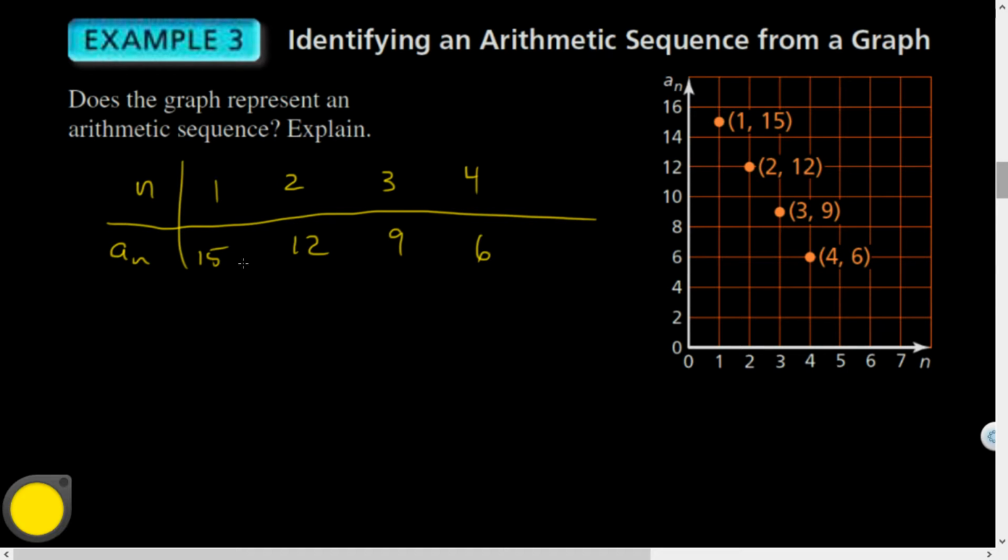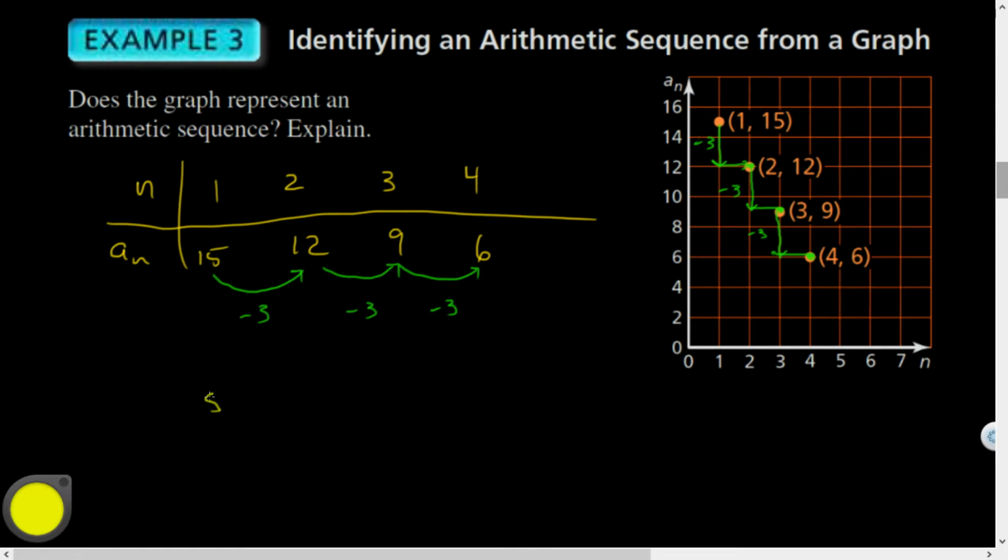And so is this arithmetic? Well, what I would have to test is, is there a common difference? Is this decreasing by the same amount? So notice this is reducing by 3. This is reducing by 3. 9 minus 3 is 6. So this appears to be arithmetic. There is a common difference, so it is arithmetic. Notice that graphically speaking, it's going down 3 over 1. There's our point. Down 3 over 1. There's a point. Down 3 and over 1. It's hitting a point each time, so there is a common difference between our points.